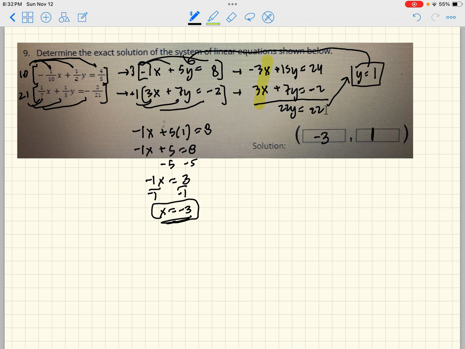So although this system of equations looks confusing because it has all these fractions, it's really the same thing as what we've done earlier. So it comes out to be negative 3 comma 1.